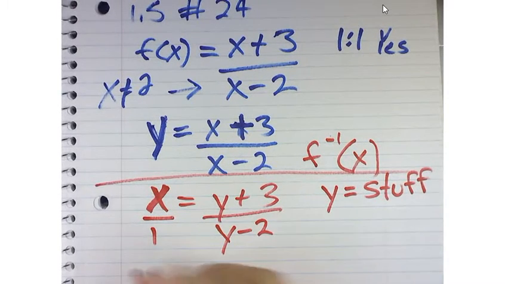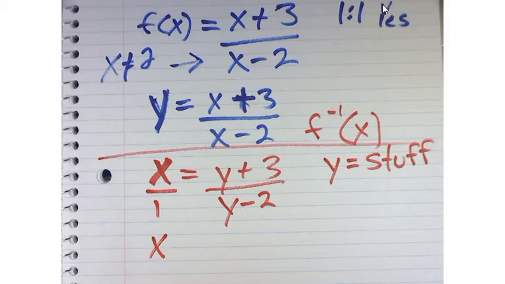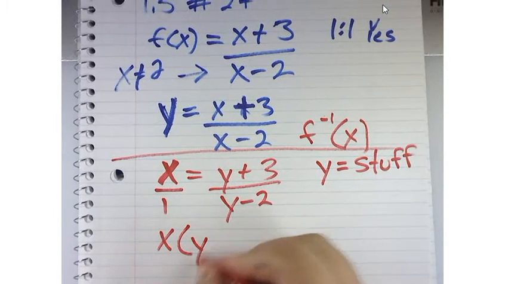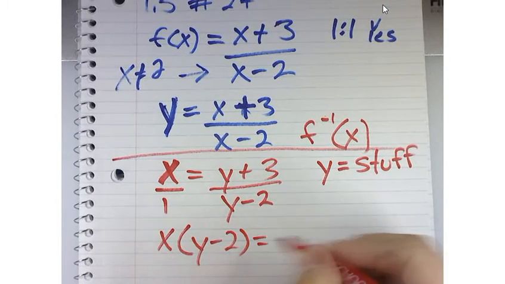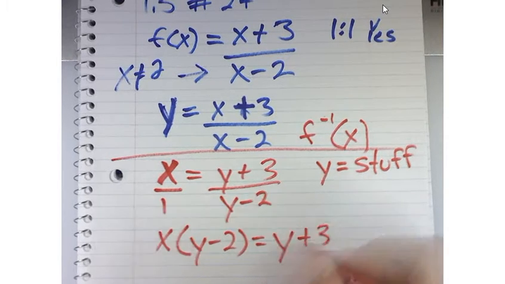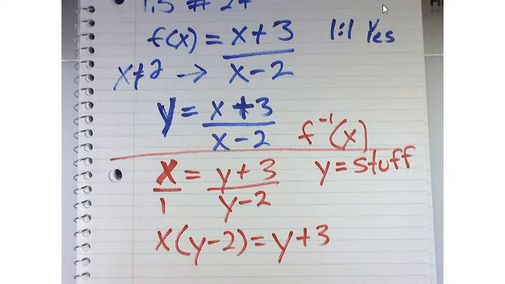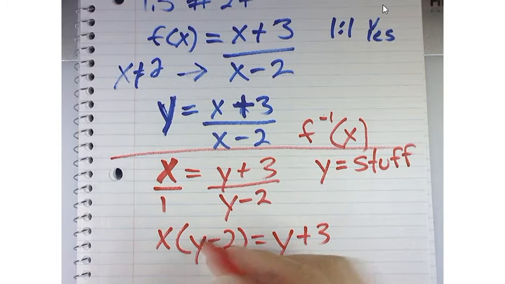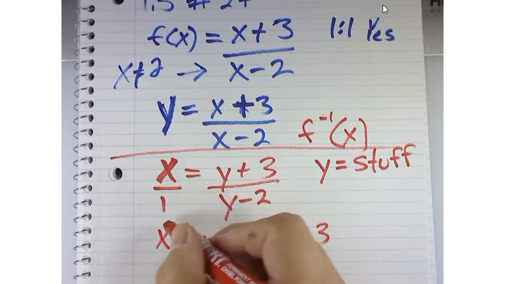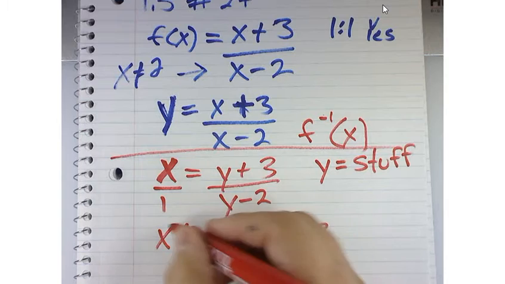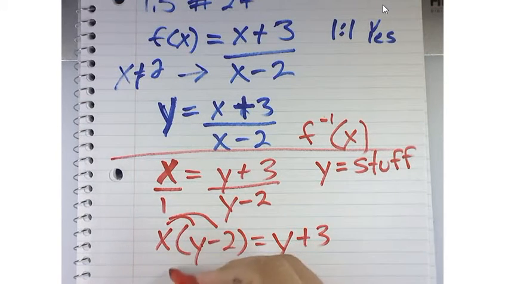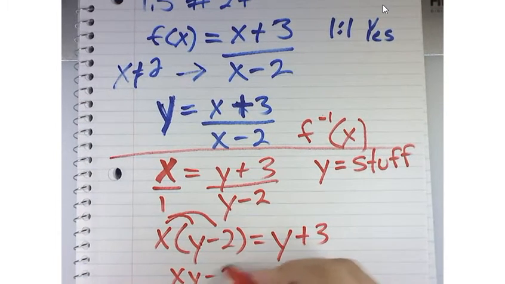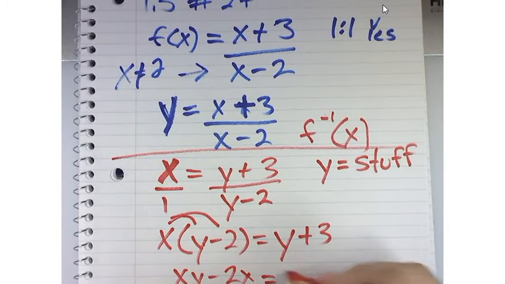So now if I think of this as x over 1 and I cross multiply, I get the quantity x times the quantity y minus 2 is equal to y plus 3. Now remember, our goal is y equals some stuff. And we don't normally do this when we solve equations, but the only way I'm going to be able to move this y back over to the other side is I'm going to have to distribute the x through the parentheses. So I'll get xy minus 2x is equal to y plus 3.